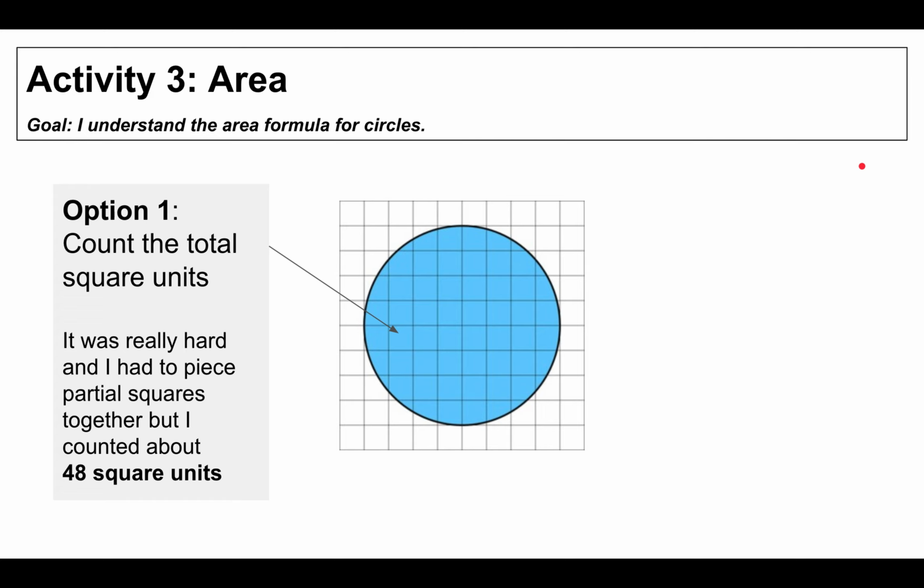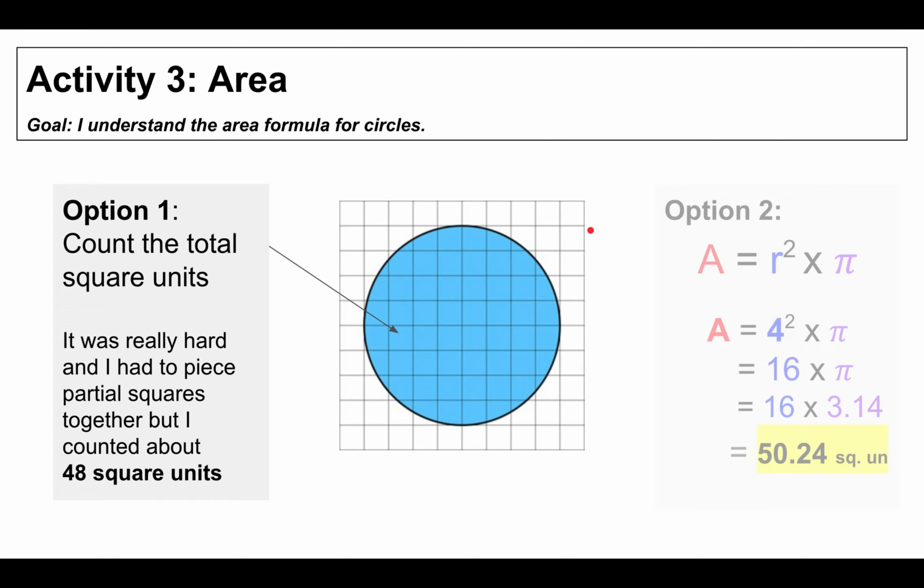Like I said a few slides ago, you could just count, and I did. And when I counted this, I got about 48 square units, but I know that I'm not correct because I had a really hard time piecing some of these partial squares together. Let's try to find the area using the area formula. Well, we discovered that to find the area of any circle, you can create a radius square, and then you will need about 3.14 of those in order to cover the circle.